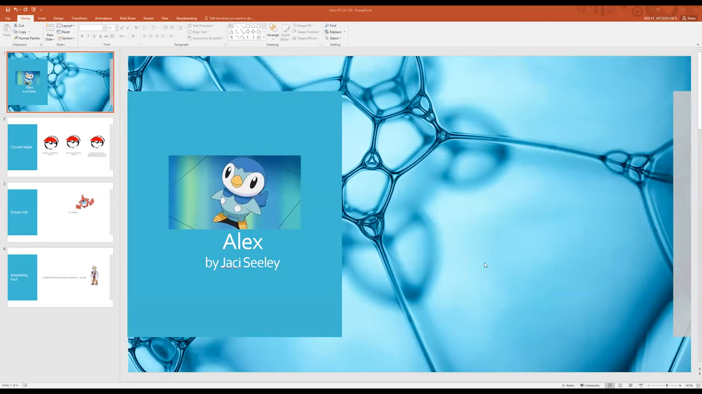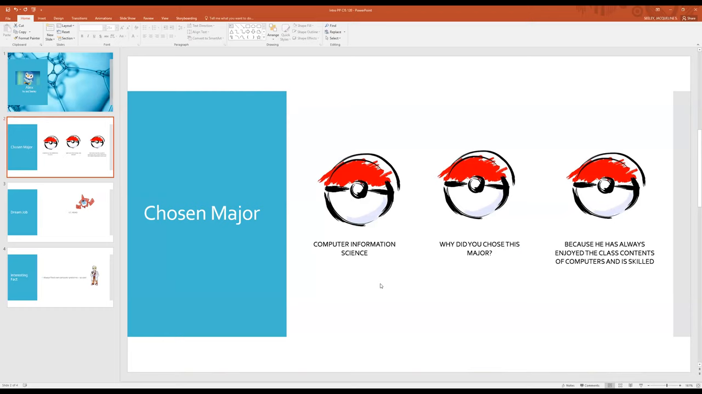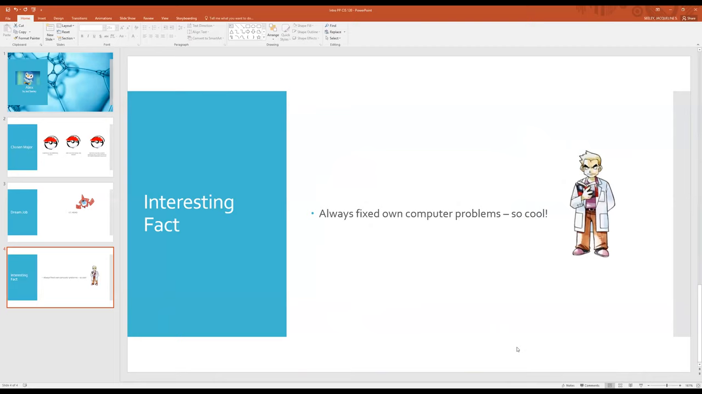We have just this front row here. This is Alex. Hey, Alex. His chosen major is computer information science. The reason he chose his career is because he's always enjoyed these kinds of classes, and he's pretty skilled at working with computers. His dream job would be an IT head, and he's always fixed his own computer problems, which I thought was really super cool because I've always needed help. Nice, give him a hand.